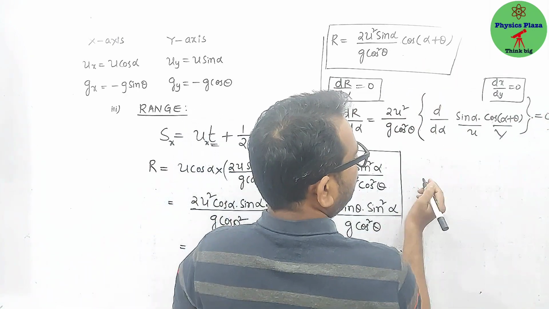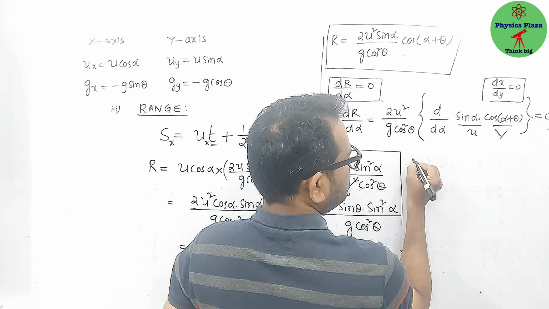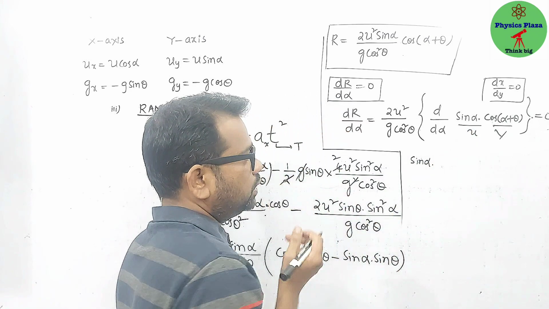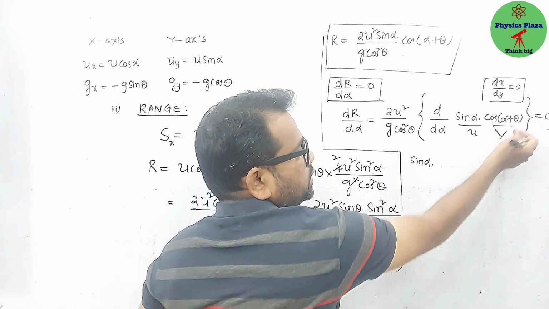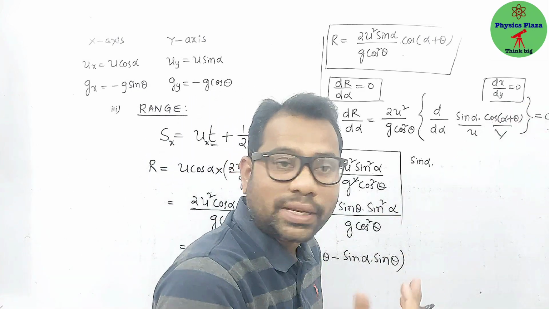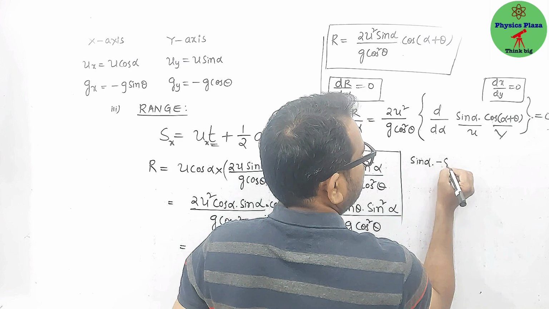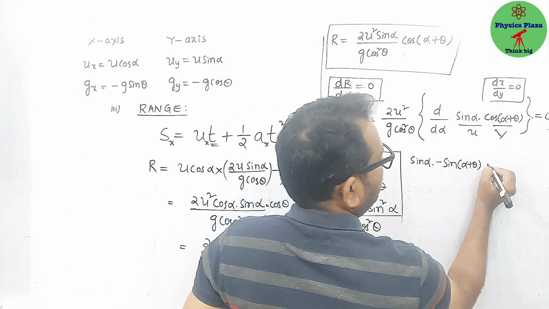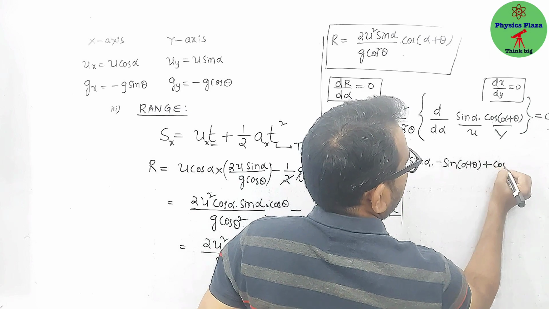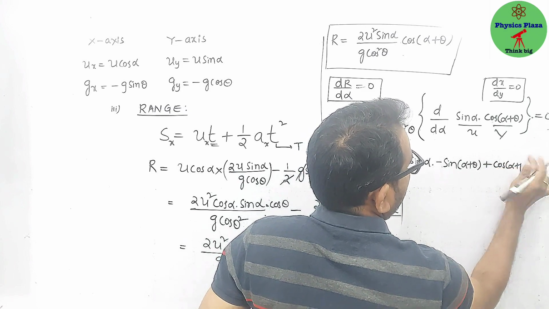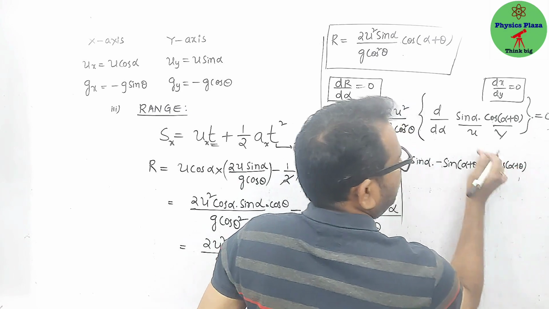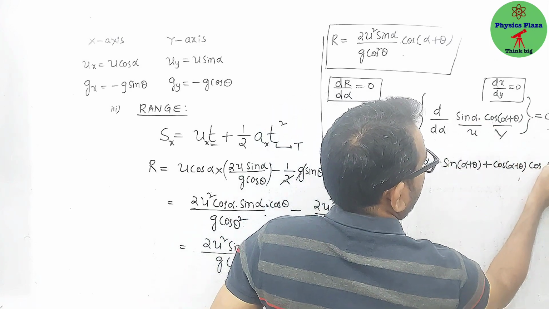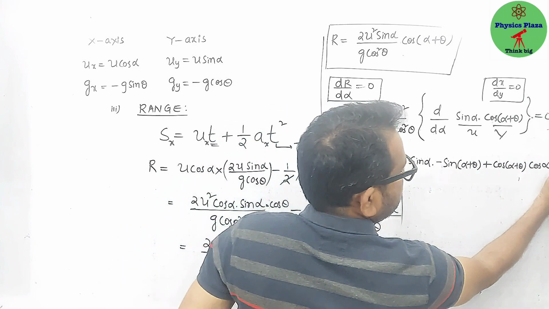Okay, now if you can see, you keep sin alpha constant. Now d by d alpha for cos theta, this will become minus sin theta. So this will become minus sin alpha plus theta, and here plus cos alpha plus theta, and differentiation of sin alpha will become cos alpha. Cos alpha is equal to 0.